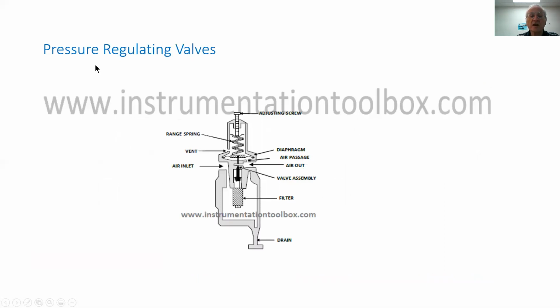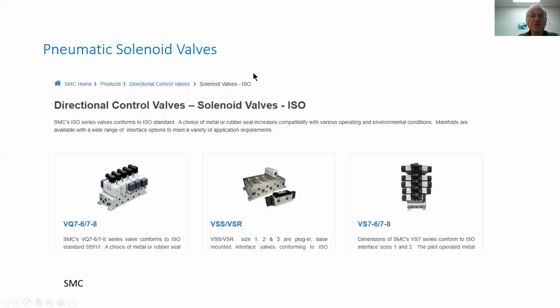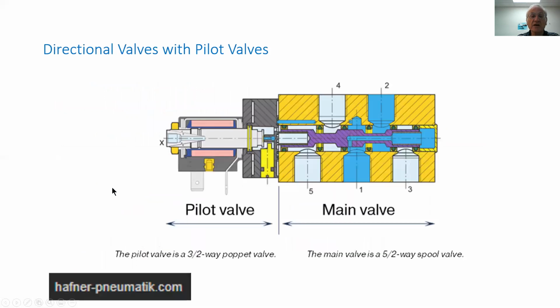This shows us a pressure regulating valve. Again, we have an adjusting screw over here against a spring that pushes on the valve stem over here, which opens and closes the inlet to regulate the pressure. The pneumatic solenoid valves are shown over here as standard components. We have the ports over here, and over here the electrical input to the solenoid.